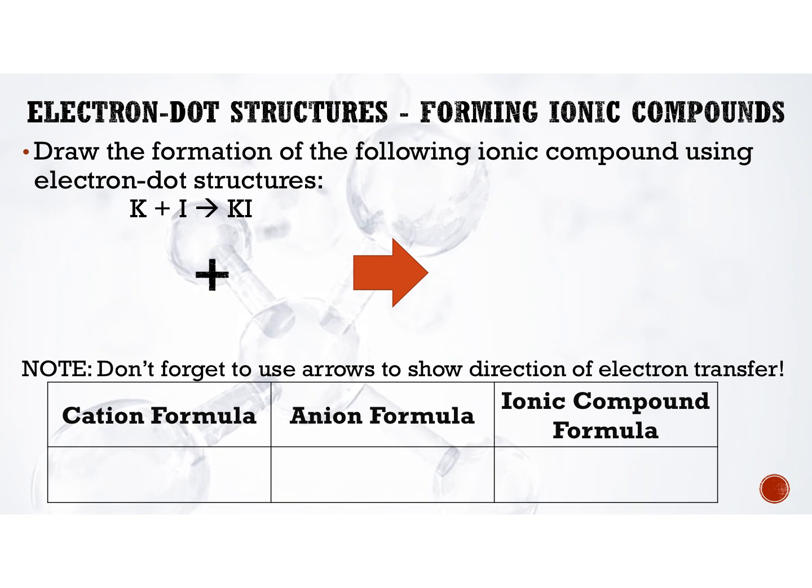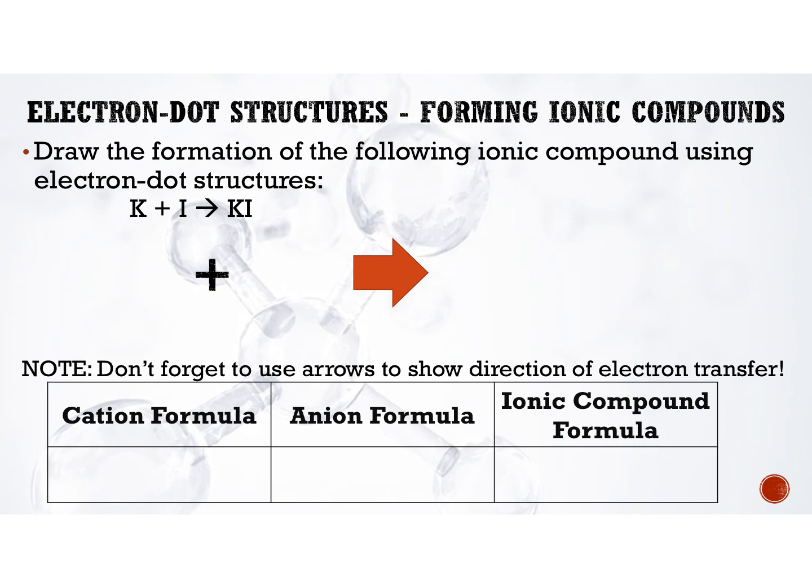So these electron dot structures for forming ionic compounds are going to show that transfer of electrons. One of the things we have to remember is not to forget to use arrows to show the transference of the electron. The first thing we need to do is draw out the electron dot structures of the reactants.